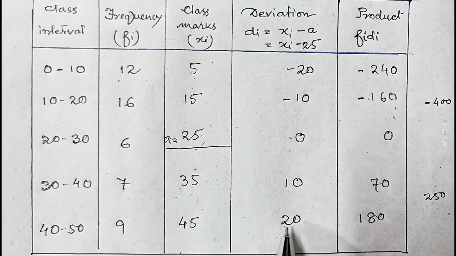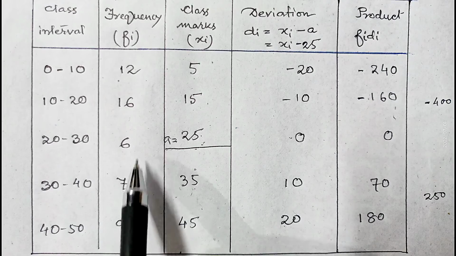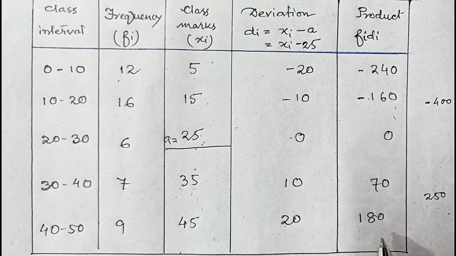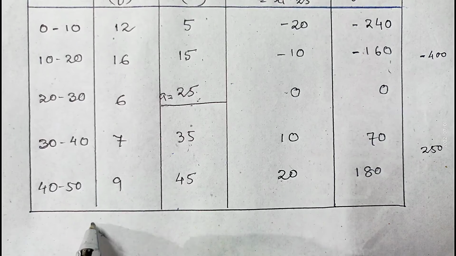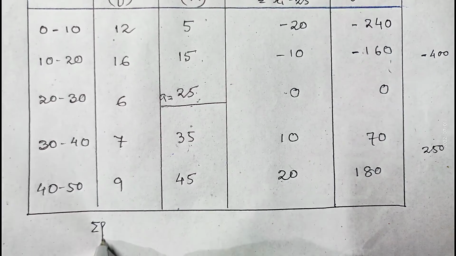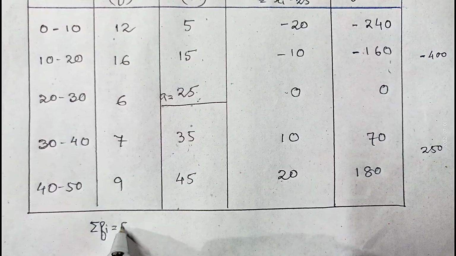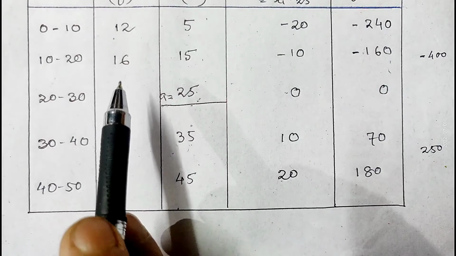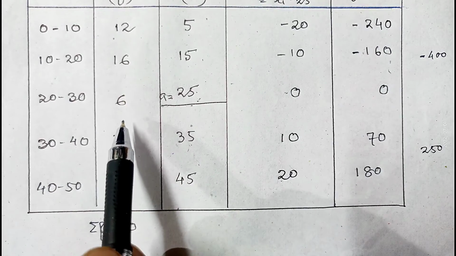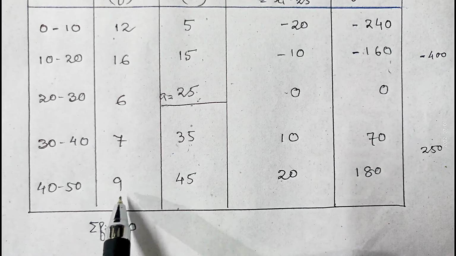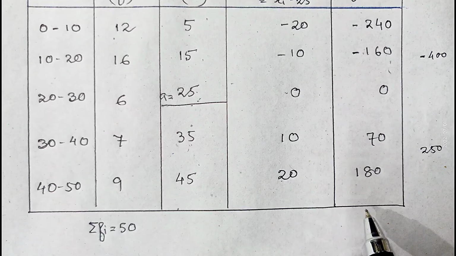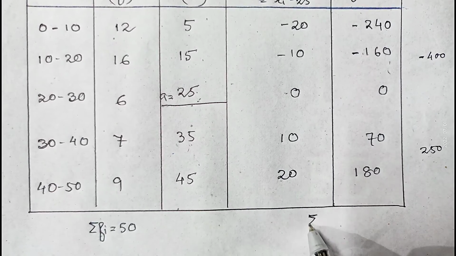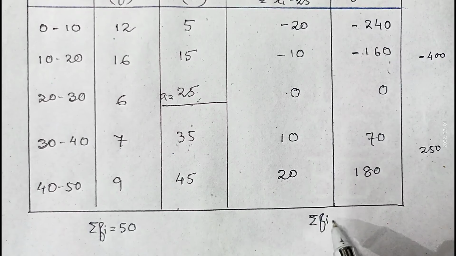Once the table is prepared, now we are to add all the frequencies and all the products. If we add all the frequencies, the sum will be 50. We can write here summation fi, it will be 50. After adding 12 plus 16 plus 6 plus 7 plus 9, sum will be 50. And then we have to add all the products. Here we can write summation fi into di.